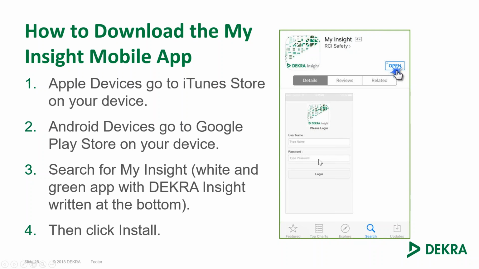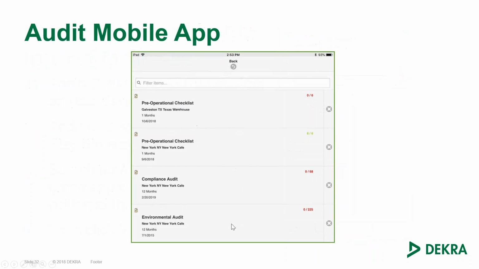The next thing you're going to do is log in using the same credentials that you log in with on our system. And then it'll bring you to a page where you're going to enter your locations and pick which checklist or which audits you want to do. And then once you get that all loaded, it's going to bring you to this page. You can click on it. So I'm going to do this pre-operational checklist.